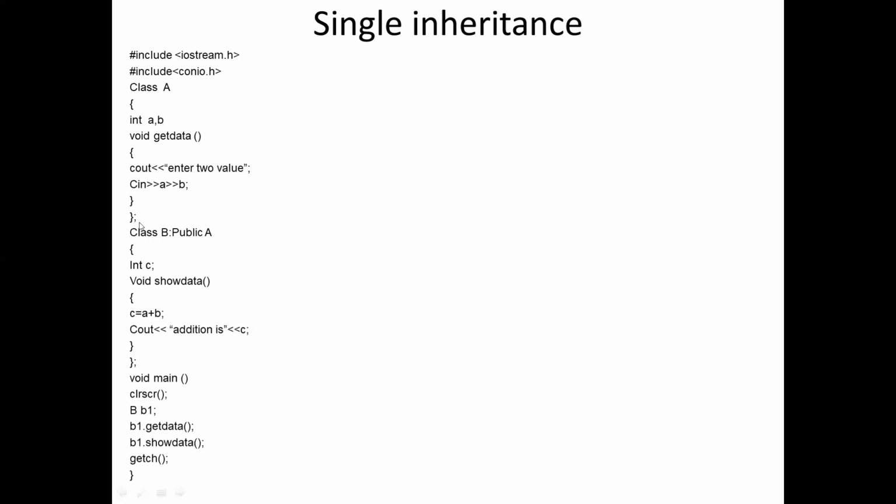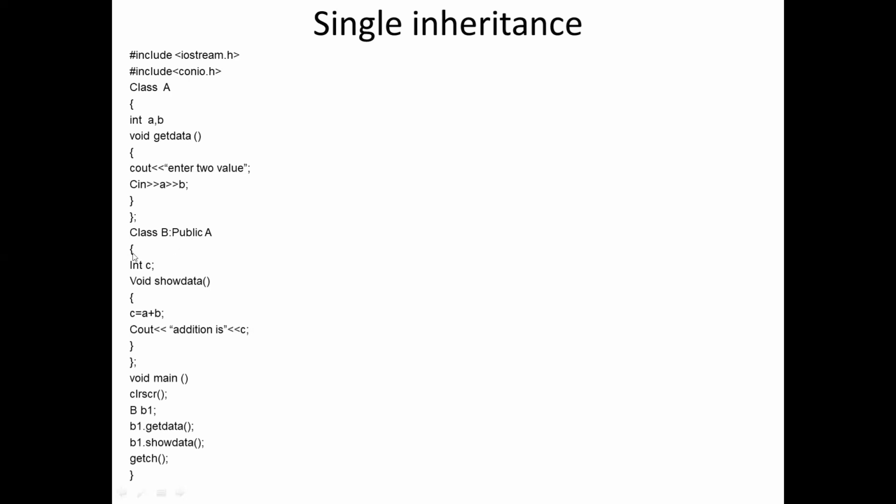After terminating the class, we have created another class called class B. This class B is basically a derived class. This is the colon, then this is the visibility mode, that means public. Then we put the name of the existing class, class A. This is how we do the inheritance.